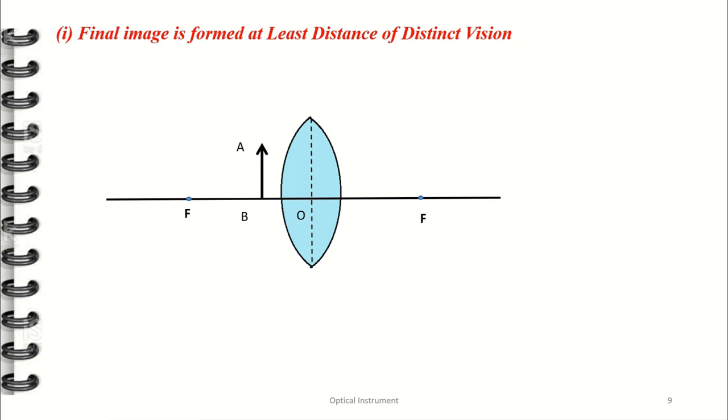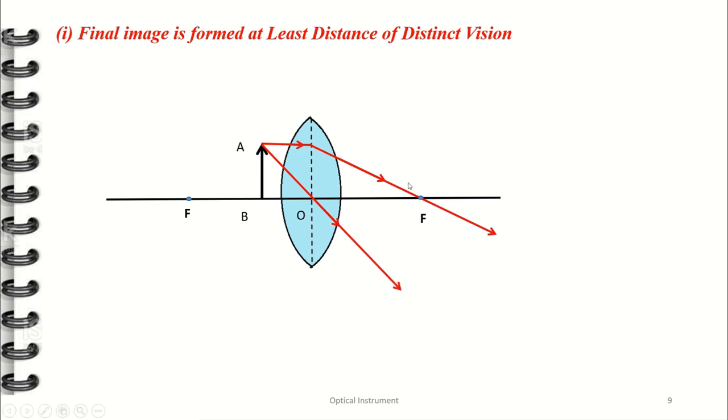Now first let's trace the image, how the image of this object AB is formed. So for that, we take two rays which are emerging from point A. First ray, which is parallel to the principal axis, after refraction through the lens, passes through the focus. Second ray, passing through the optical center, goes undeviated.